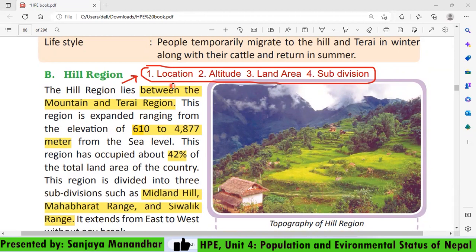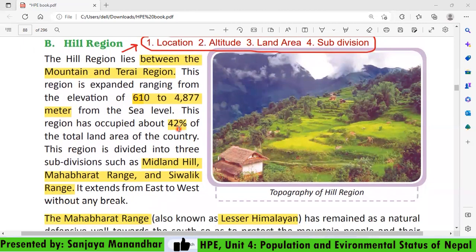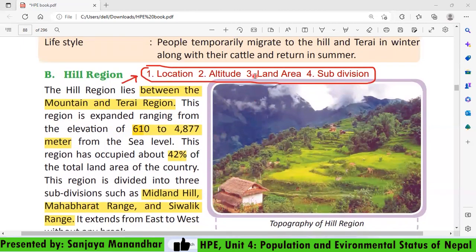Let's see. Here I have again numbered. Number one is location: where does it lie? Between the mountain and Terai region. Number two, what is its altitude? 610 to 4,877 meters. And land area is 42%. You compare it with the mountain region: mountain region 35%, here 42% land area.